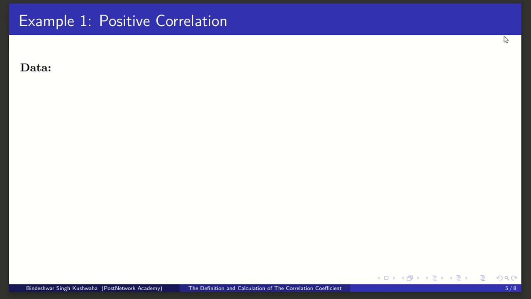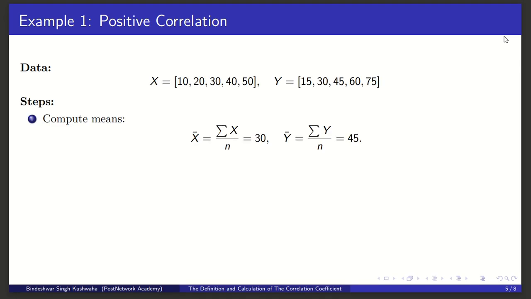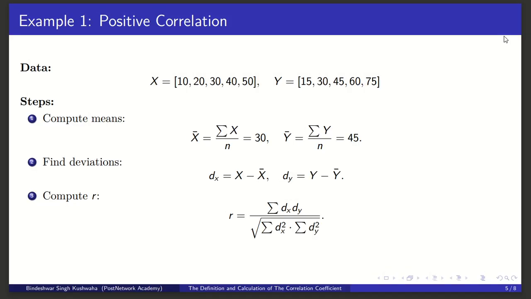Now let us see one example. So x is 10, 20, 30, 40 and 50. Y is 15, 30, 45, 60, 75. X has mean 30 and Y has mean 45. And we will use this formula for the computation of correlation.